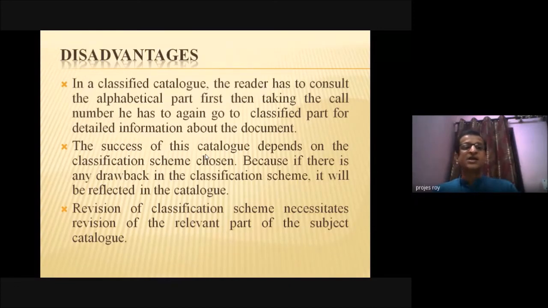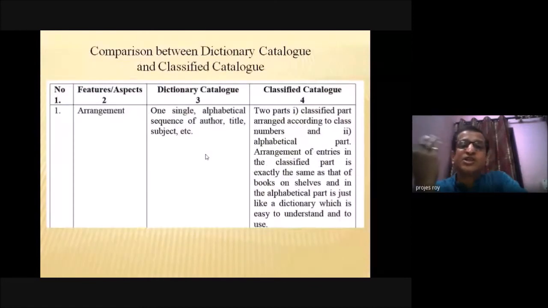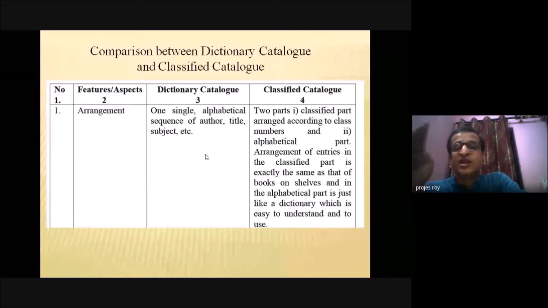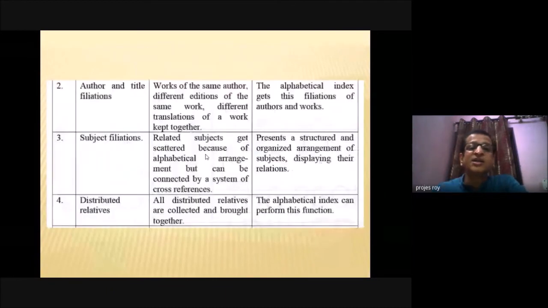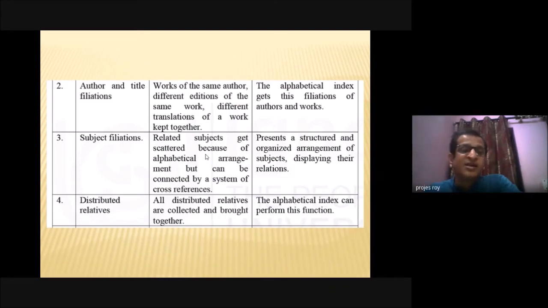Here, if you see the comparison between the dictionary catalog and the classified catalog, here is the arrangement in a single alphabetical order in a dictionary. It's on the basis of the classified part, I mean on the basis of the class number. Here author, title, work, same author, editions of the same work, different translations of the work are all put together. The alphabetical index gets these filiations of author and work. Subject filiations, related subjects get scattered because of the alphabetical arrangement, correct? Here it is combined. All distributed relatives are collected and brought together.